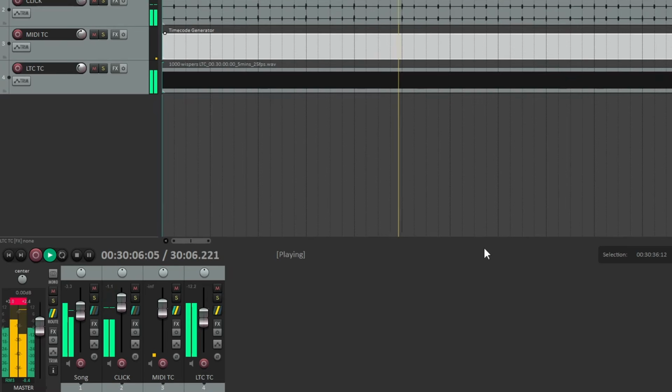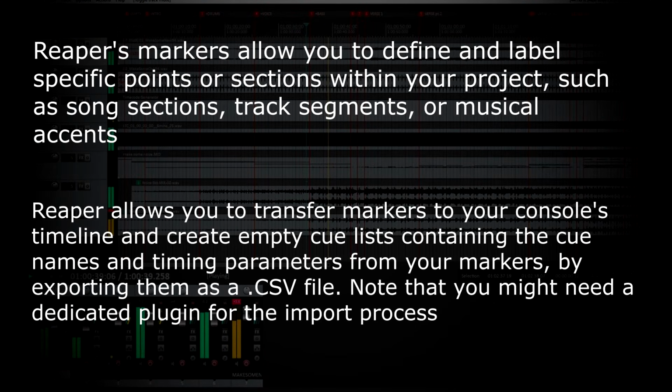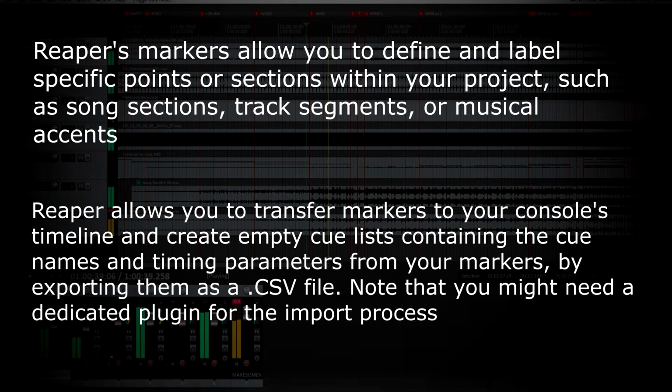The last thing I want to talk about is using Reaper markers. Reaper's markers allow you to define and label specific points or sections within your project, such as song sections, track segments, or musical accents. Reaper allows you to transfer markers to a console's timeline and create empty cue lists containing the cue names and timing parameters from your markers by exporting them as CSV file.